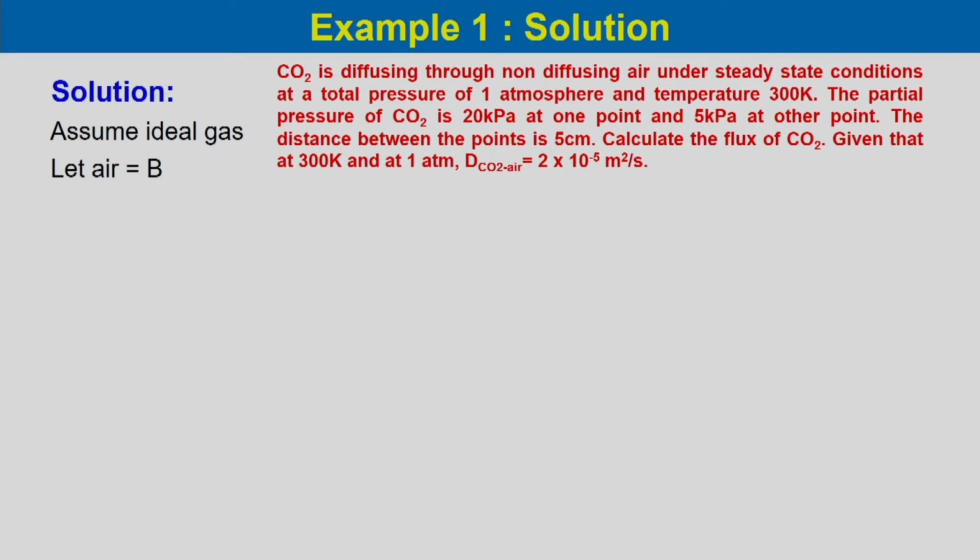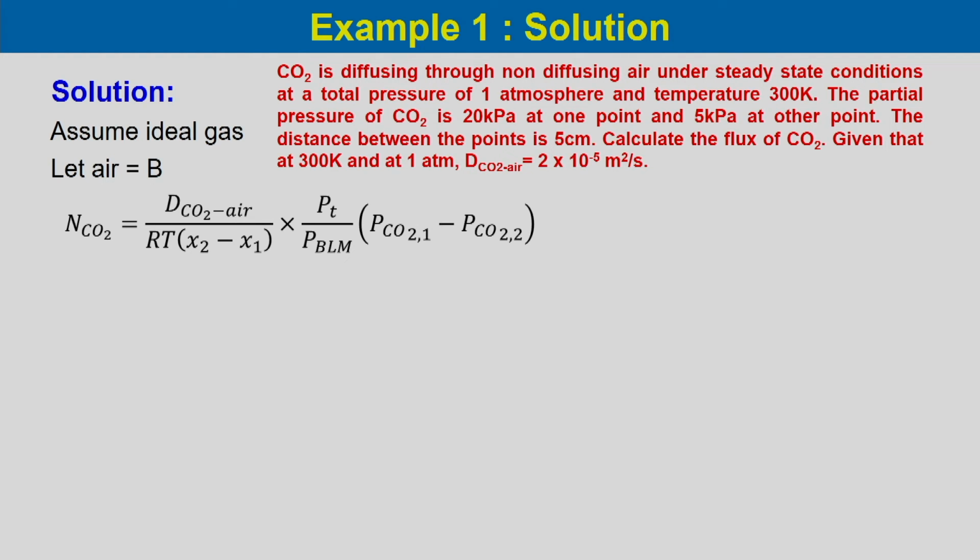Let air be the component B. So, we can write N_CO2 equals D_CO2-air divided by RT, into (x2 minus x1), into P_T by P_BLM, into the partial pressure of CO2 at 1 minus the partial pressure of CO2 at 2. Here D_CO2-air is given as 2 into 10 to the power minus 5 meter square per second at 300 Kelvin and 1 atmosphere pressure. So, this data is given.